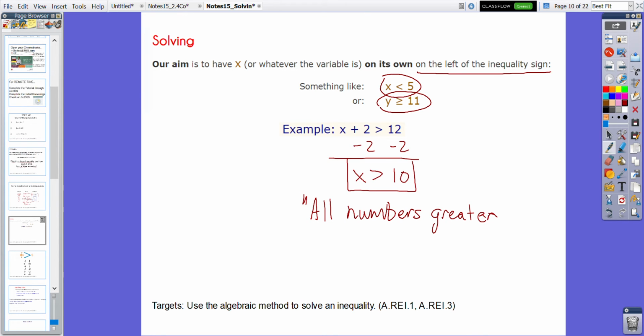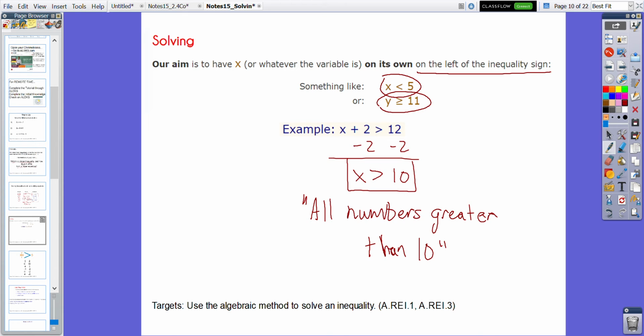Like we saw with equations, the variable we end up with is a number, but when we do it with an inequality, we end up with a solution set. So any number that's greater than 10 is what we would consider a solution for these types of inequalities.